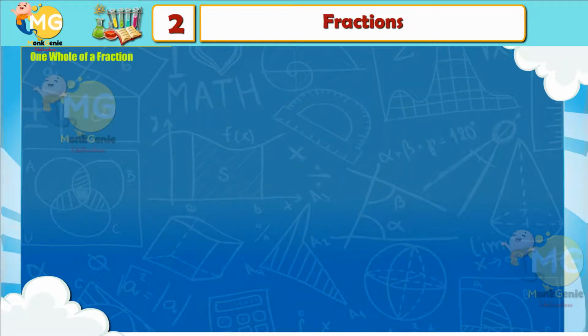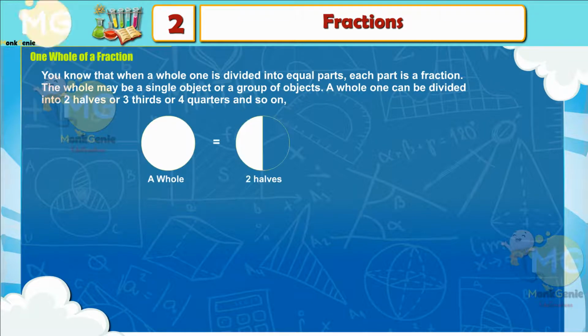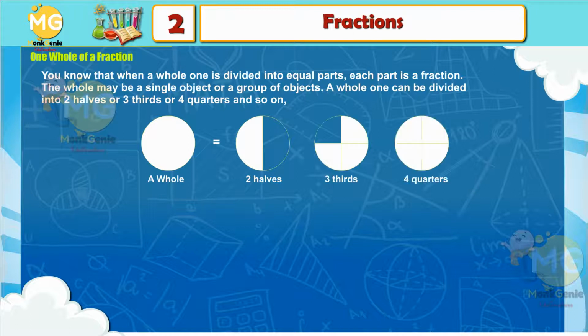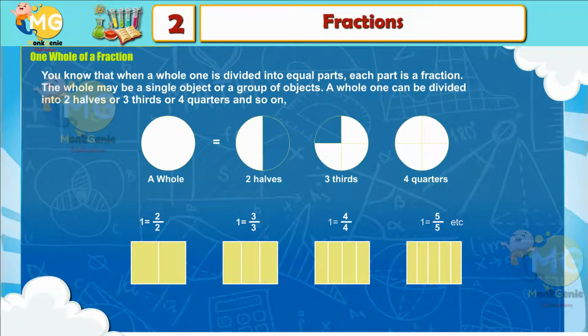1 whole of a fraction. You know that when a whole one is divided into equal parts, each part is a fraction. The whole may be a single object or a group of objects. A whole one can be divided into 2 halves or 3 thirds or 4 quarters and so on. 1 equals 2/2. 1 equals 3/3. 1 equals 4/4. 1 equals 5/5, etc.